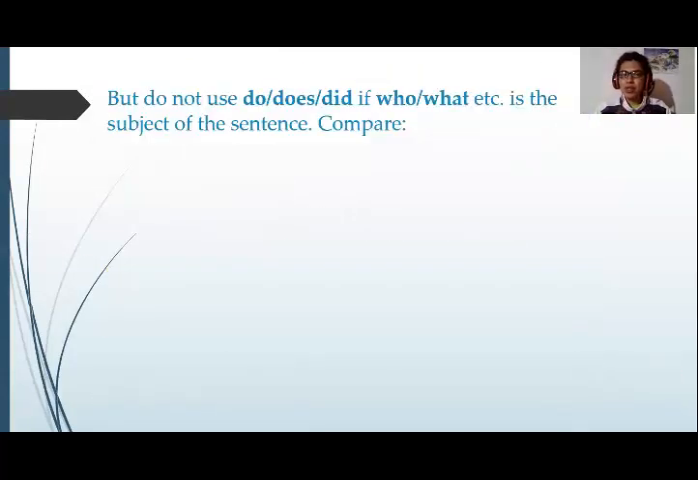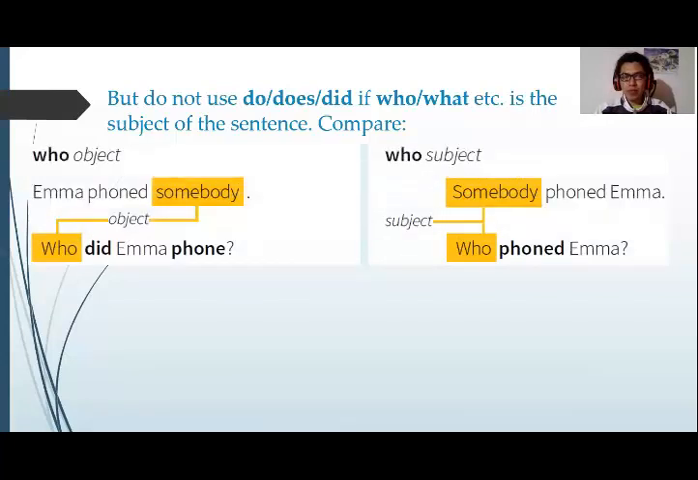But don't use do, does, did after who, what, etc. when they are the subject of the sentence. Compare. Who is the object? Emma found somebody. We use the question word who to wonder about somebody. Who did Emma phone? Who? Somebody. I don't know who, but somebody. Who is the subject in this case?